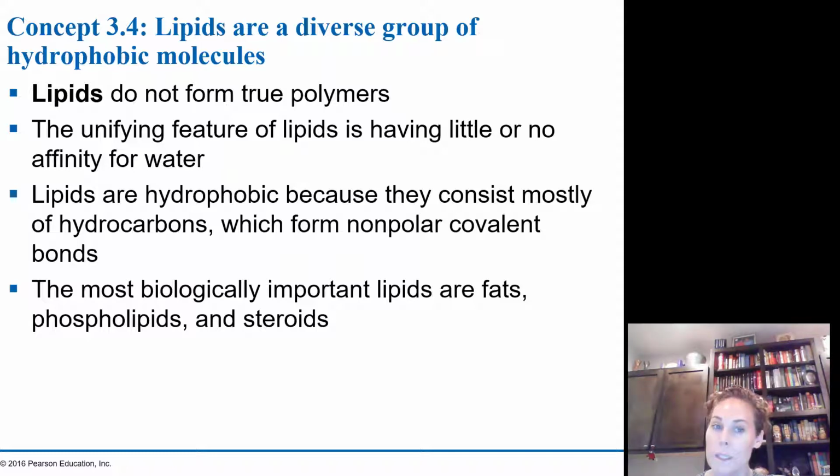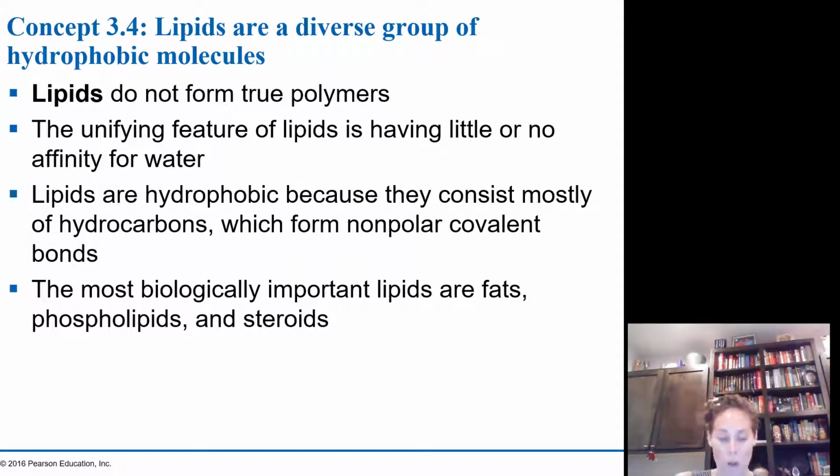One thing to know about lipids is that of the four groups that we're going to look at, they don't really form true polymers. A unifying feature of lipids is that they have little to no affinity for water. It doesn't like water, and so we call them hydrophobic. They consist mostly of hydrocarbons, which form nonpolar covalent bonds. So it's like these long tails with a lot of hydrogens coming off that don't like to be around water at all.